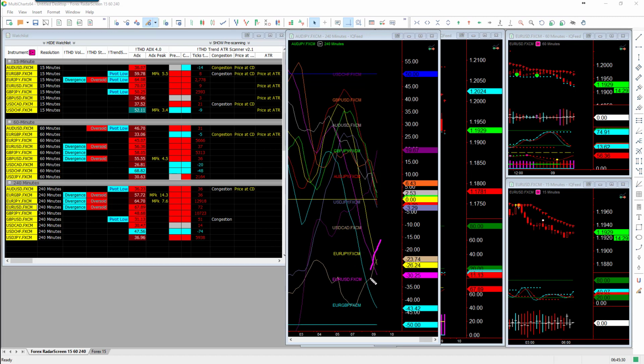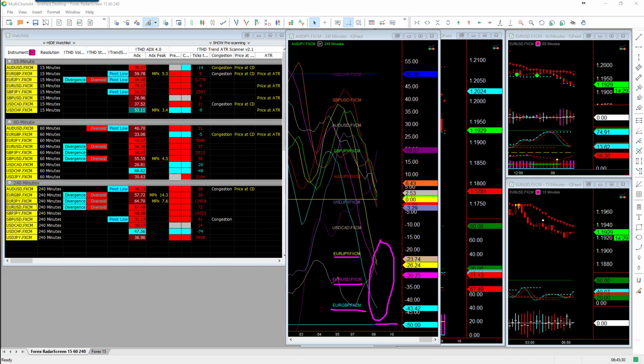The euro pairs are approaching the negative 50 line on the RSI, so it may have a little bit more room to move. You can see that's the euro British pound, the euro dollar, and the euro yen.